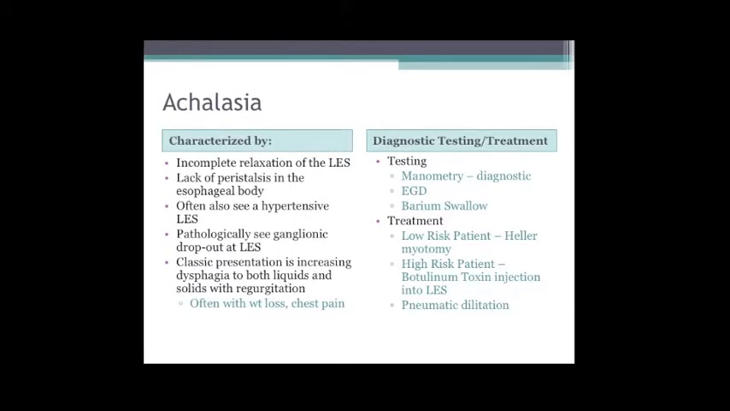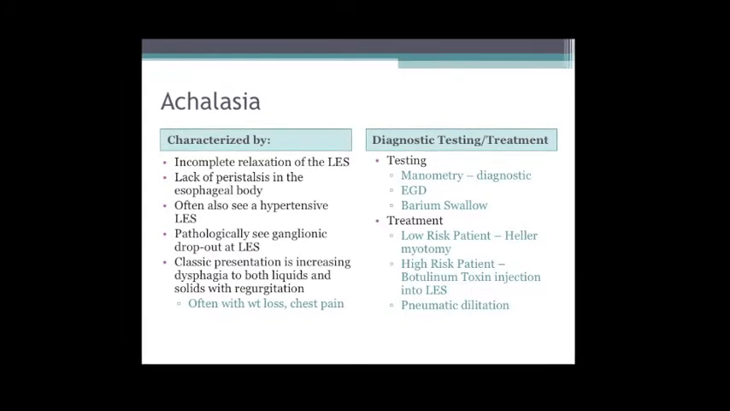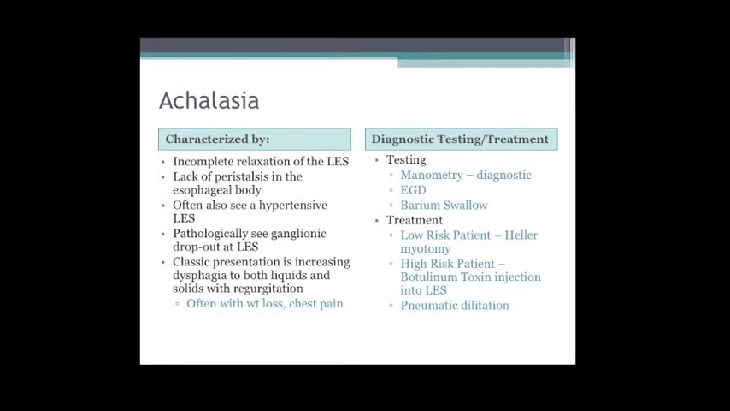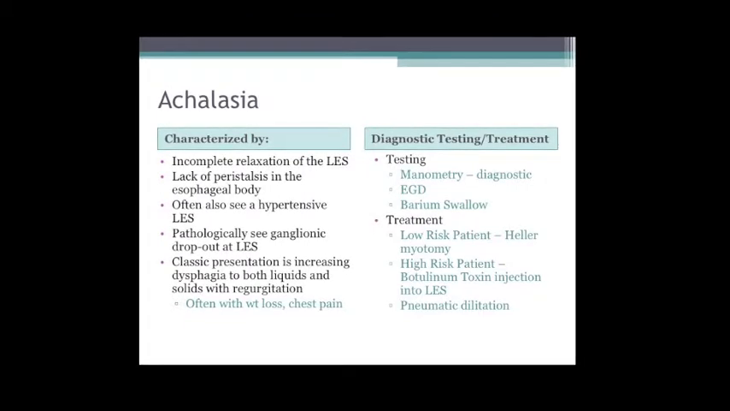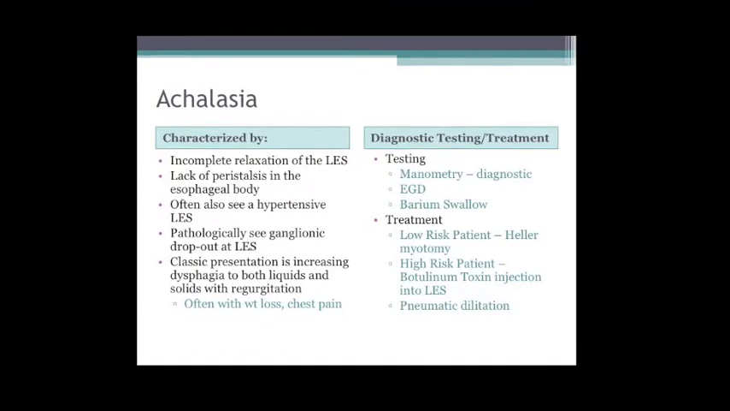Treatment of achalasia: a low-risk patient would get a myotomy, so they would actually cut the fibers in the distal esophagus, a Heller myotomy, and this is done laparoscopically. A high-risk patient, we would inject botulinum toxin into the LES or do a dilation of the distal esophagus. The botulinum toxin therapy only lasts about 6 months, okay? But if you have like a 90-year-old, that's probably the preferable way to go.